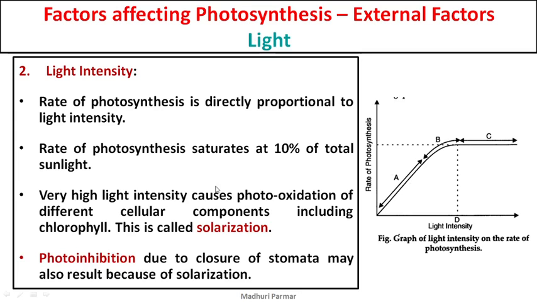There can also be photo inhibition. This we shall see when we talk about the transport, when we discuss transpiration. When there is higher light intensity, the stomata of your leaf are closed. Okay, so high light intensity closes the stomata. If the stomata are closed, carbon dioxide cannot enter. If carbon dioxide cannot enter, then there will be reduced rate of photosynthesis. This is called photo inhibition. Okay, and this may also result because of solarization.